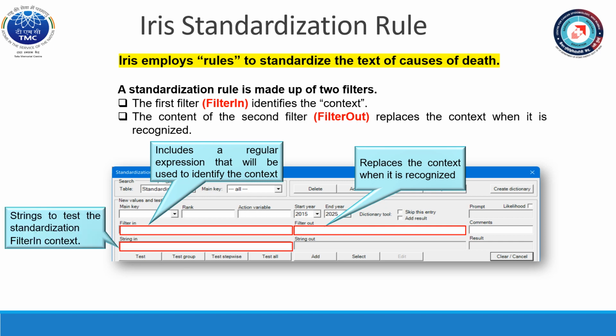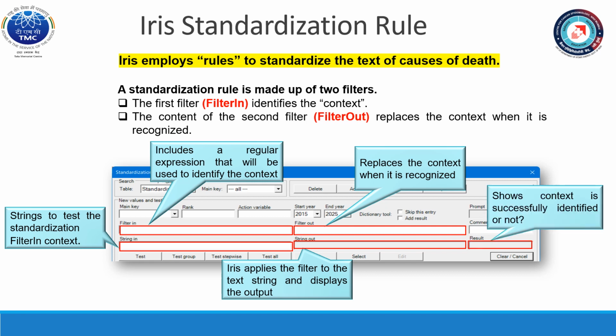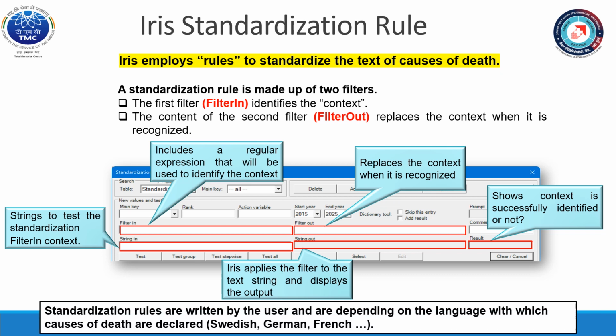In the string in field, enter strings to test the standardization filter in context. IRIS now applies the filter to the text strings in and displays the output in the string out field. The result field shows whether the context is successfully identified or not. You can use filter in and filter out to change and correct a rule. Once the rule works correctly, you can add it to the standardization table. These rules are written by the user and depend on the languages with which causes of death are declared, like Swedish, German, French, and more.